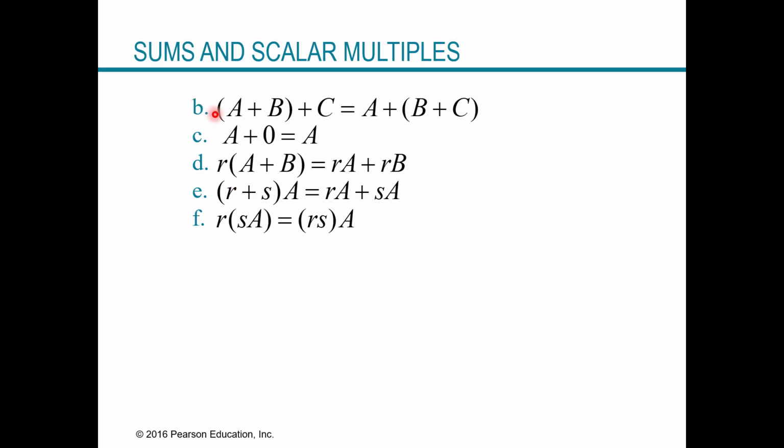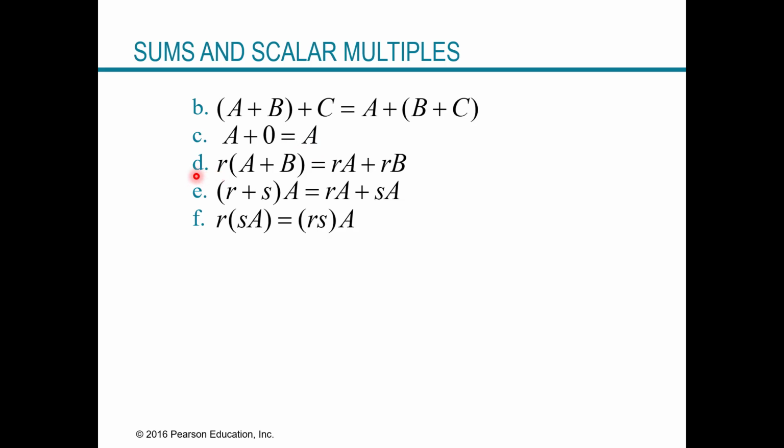And then B, this is associativity. We can add the first two matrices and then add the result to the next matrix. Same thing if we add the second two and then add the result to the first matrix. So this is associativity. We can do that with matrices. If you add a zero matrix to a matrix, hopefully this one's intuitive, the result is the original matrix.